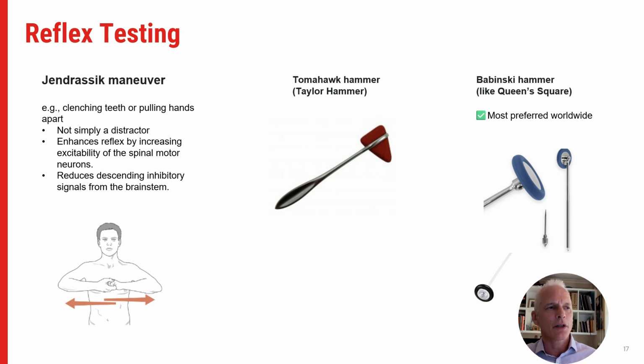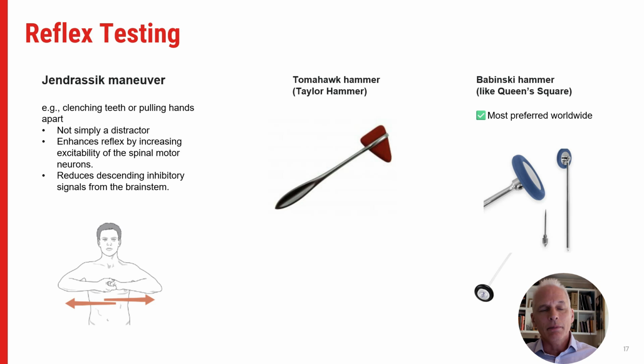So it's fairly easy to do. They just cup their hands together, pull it apart whilst you're doing the actual procedure or doing the reflex. And basically it changes the way what we call inhibitory neurons actually connect with the motor nerves in your spinal cord. So basically it frees up the reflex to happen more easily. So Jendrassik maneuver, it's a good one to know.